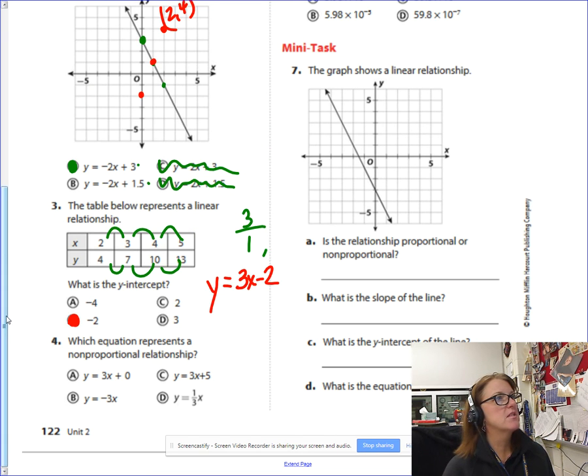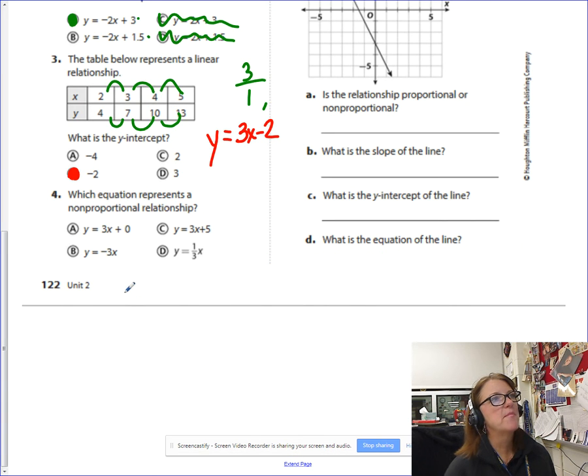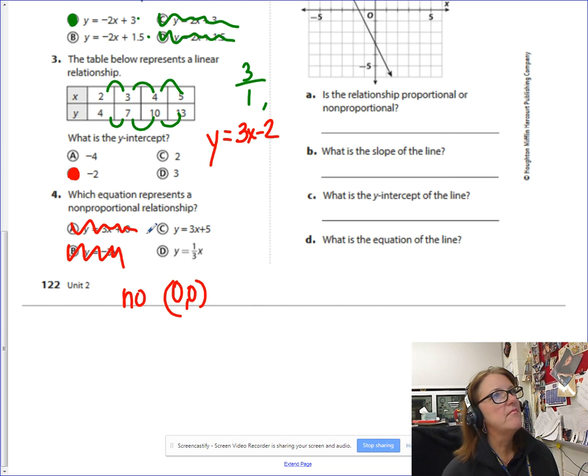Which equation represents a non-proportional relationship? That means no origin. Well, this has a y-intercept of 0. That's going through the origin. This doesn't even have a y-intercept written, which implies it's 0. This one has a y-intercept of 5, and that has 0 again. So I guess it's C.